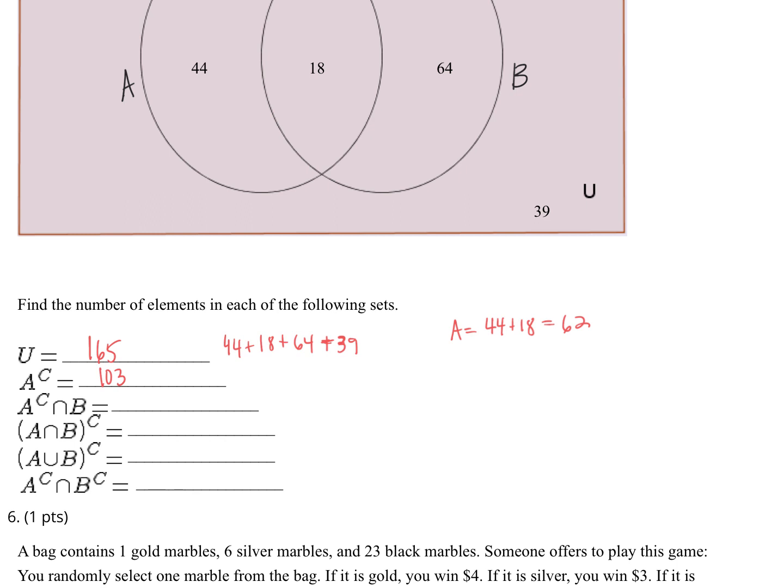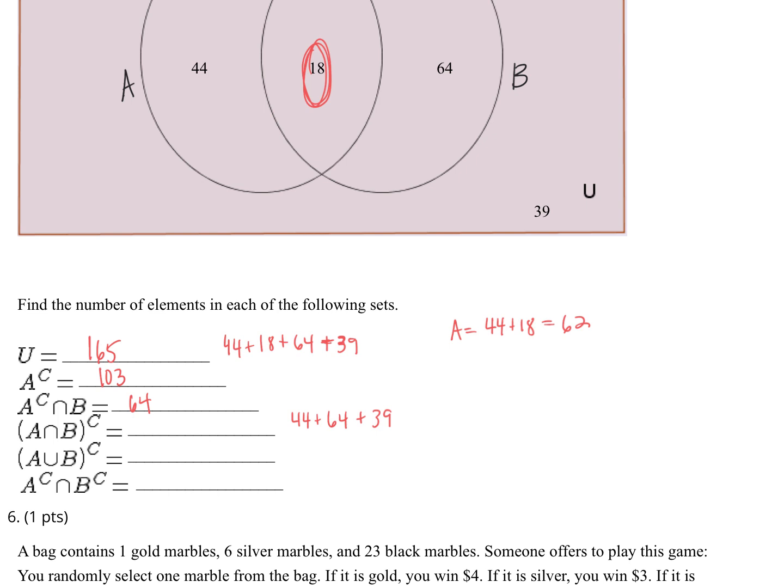All right, so now they want the complement of A intersect B. So what's not in A and also in B? That would just be 64. Okay, next they have the complement of A intersect B. So first we want to figure out A intersect B. A intersect B is this part in the middle, so that's 18. The complement of that is everything else. So that would be 44 plus 64 plus 39.